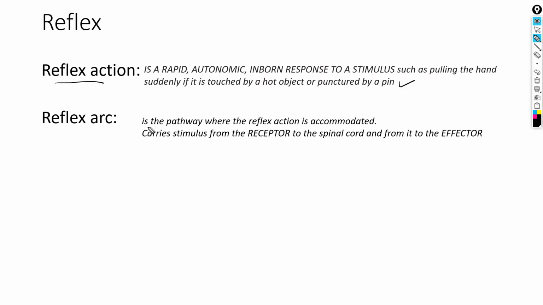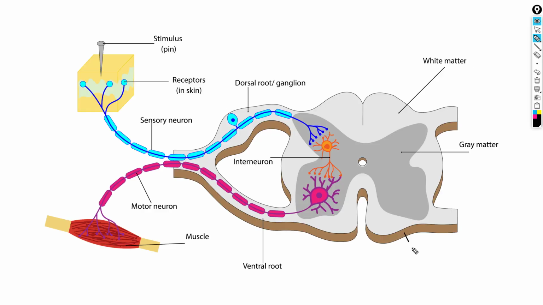When it comes to the reflex arc, it is the pathway where the reflex actions are accommodated. So it carries stimuli from the receptors to the spinal cord and from there to effectors during the reflex. This will include all components involved in the reflex action which are shown in here. This is a piece of spinal cord here. There's white matter as the outer layer and gray matter as the inner layer. Here are the receptors. In this case, that's going to be the skin here and a pen which is going to serve as a stimulus. So the receptors here are stimulated and the impulse is taken to the spinal cord by these sensory neurons here.